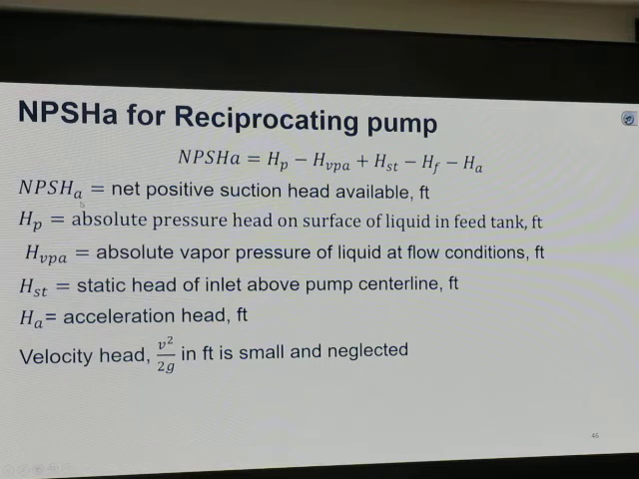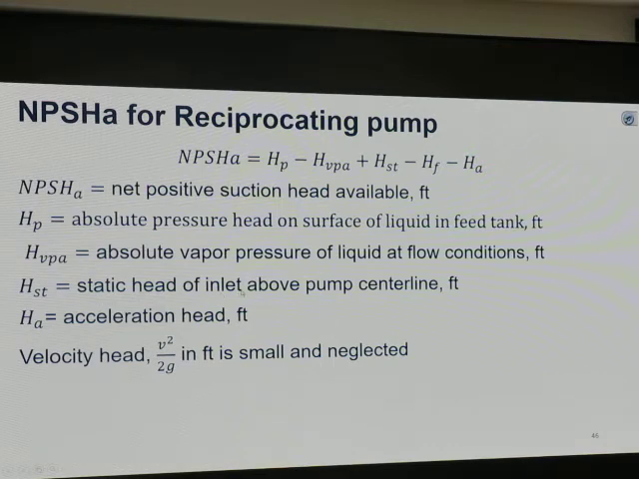Okay. We have net positive suction head, absolute pressure on the surface of the tank, absolute vapor pressure, static head at the inlet above the pump, acceleration head. How do we calculate acceleration head? Anyone tell me? We use a chart to get E sub V, okay? H sub A comes from the E sub V term. You remember that? Every elbow has acceleration or pressure loss.